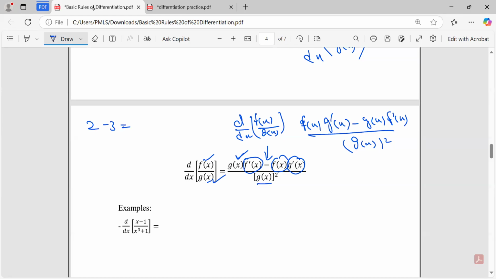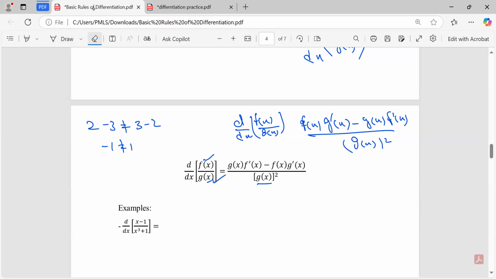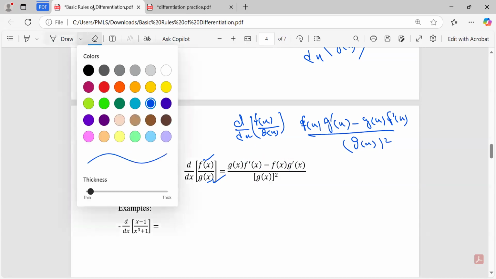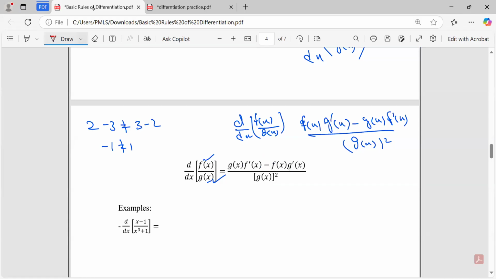2 minus 3 or 3 minus 2, both are not equal. Why? This will be equal to minus 1, and this will be equal to 1. So that is why, first of all, you need to take the derivative of the upper function. This is very important. Keep in mind: lower function as it is, derivative of upper function, then in between a negative sign, not a positive sign, and then upper function as it is and derivative of lower function, and in the denominator it will be the square of the lower function.